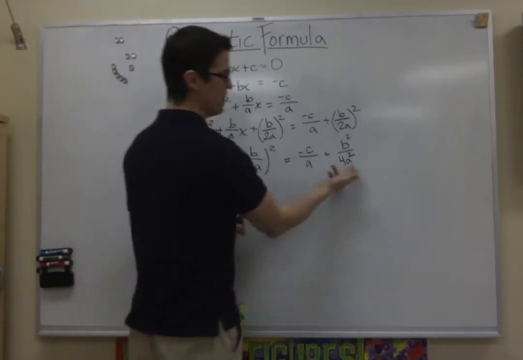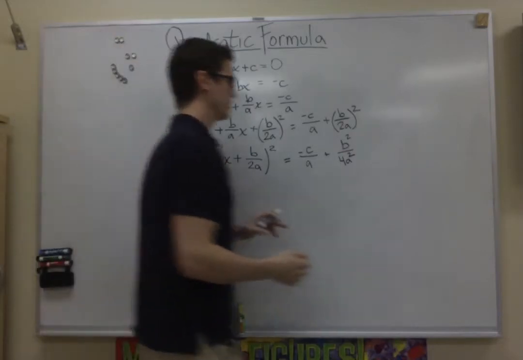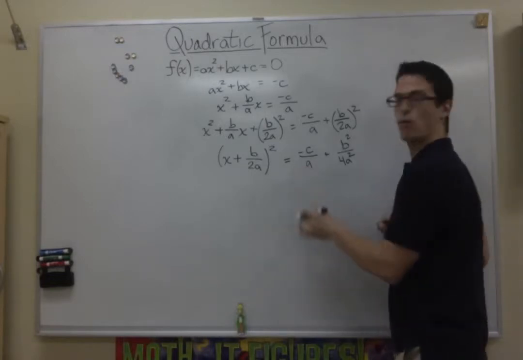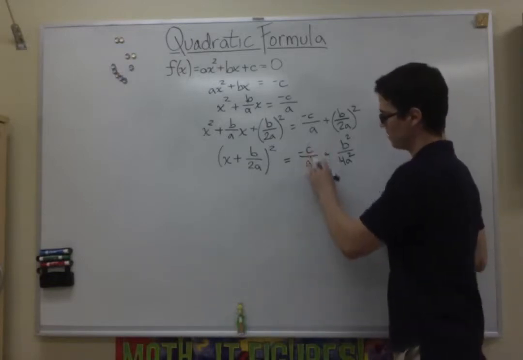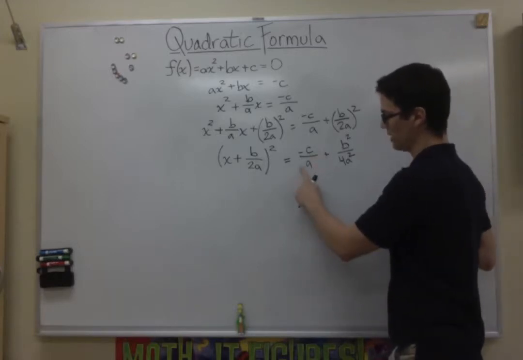I just have to make sure that the denominators are the same. So to do that, I'm just going to multiply this value right here by 4a, both sides, 4a over 4a. That way this bottom part will be 4a squared.